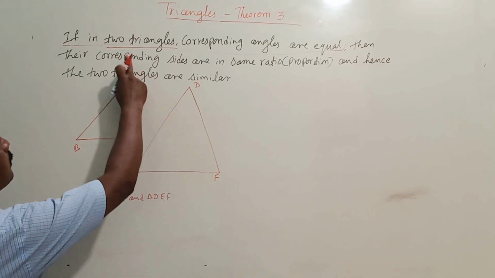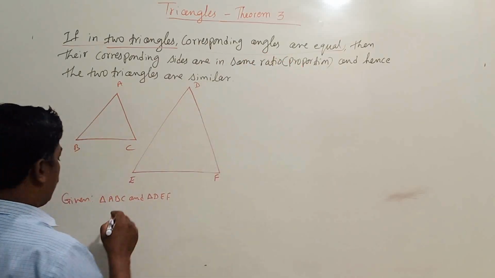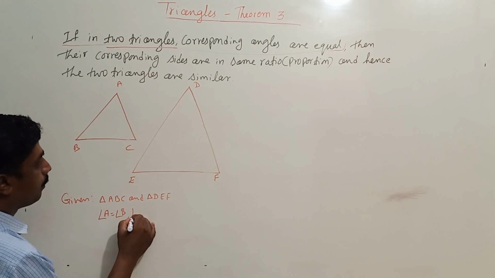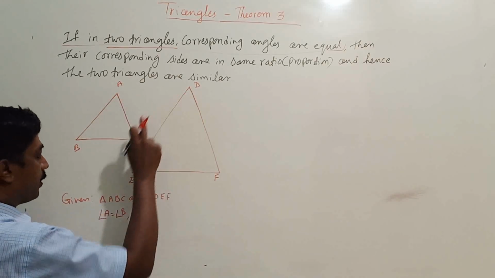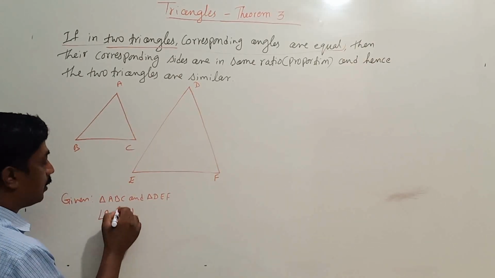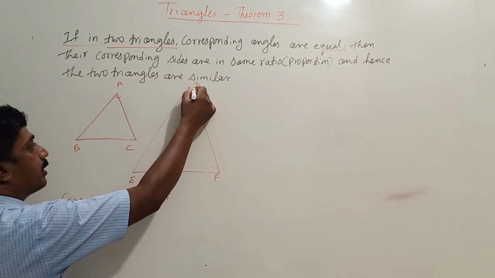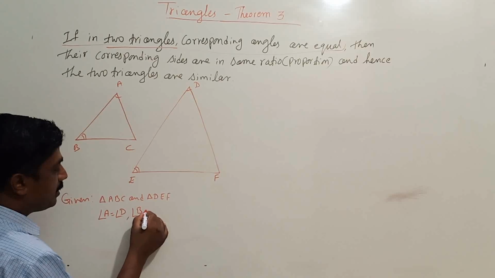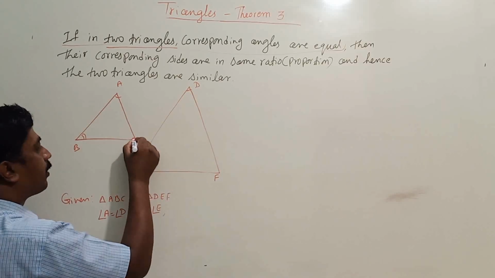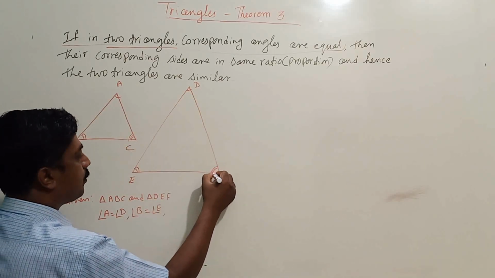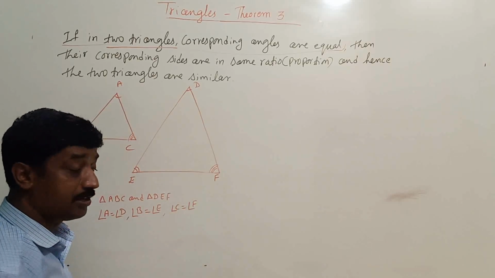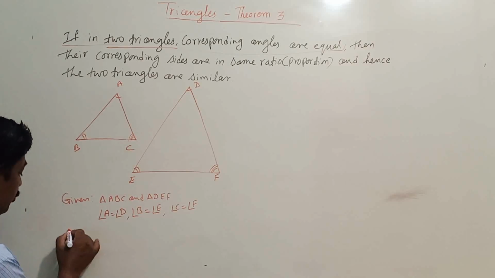And what else? Corresponding angles are equal. Angle A is equal to angle D, they have given you, and angle B is equal to angle E, and angle C is equal to angle F. This is given to you. And what you need to prove?